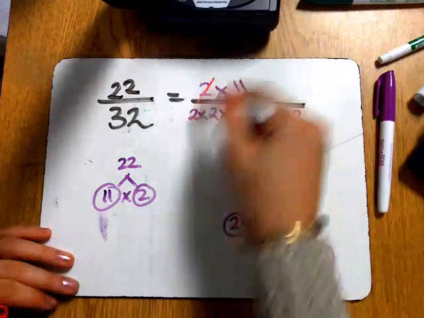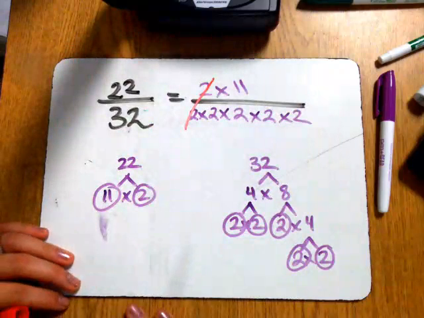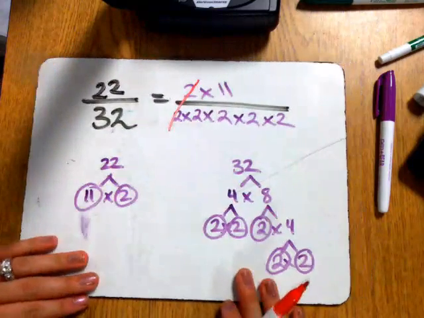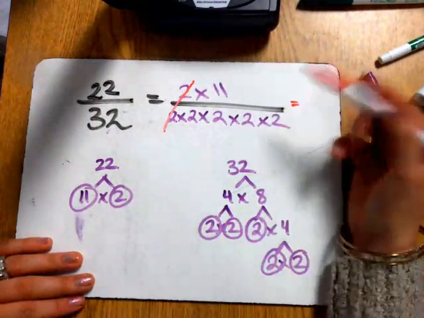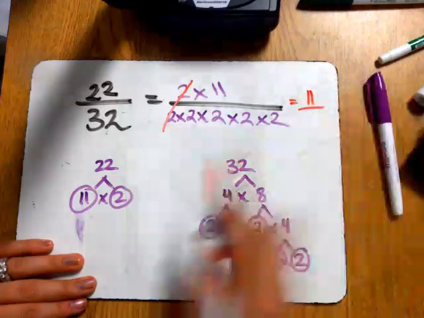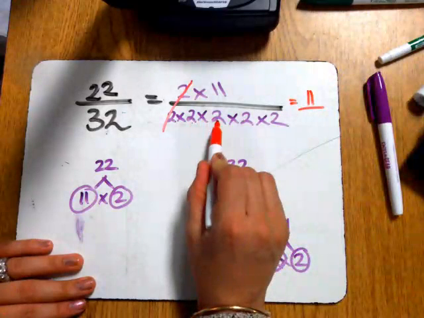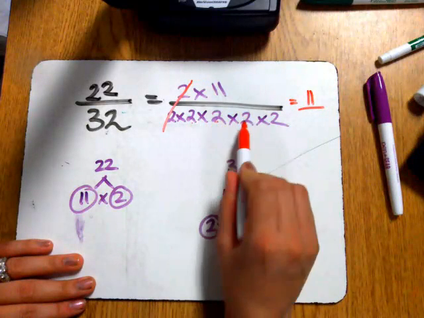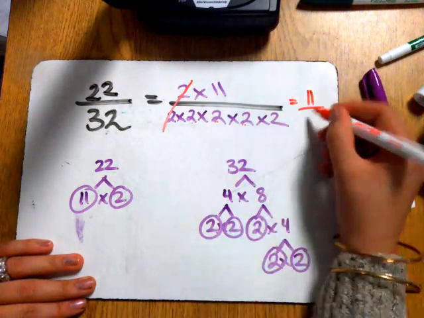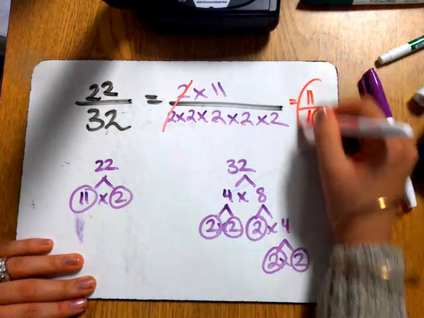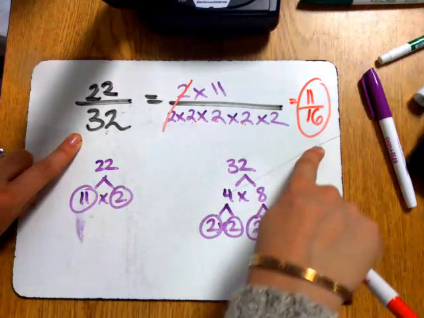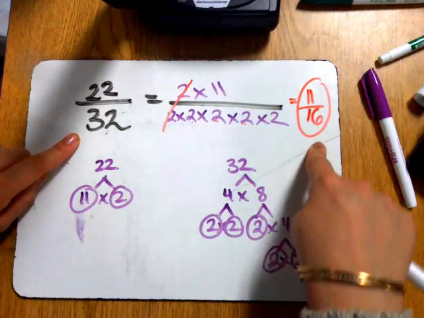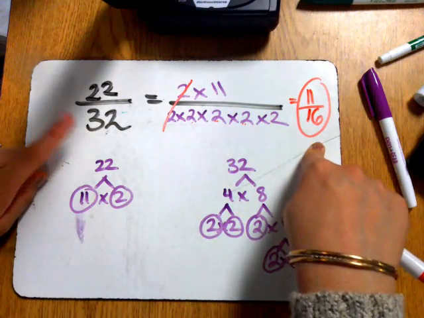And in this case, it's a lot of work, but I only have one number that's in common, so I got rid of it. And now I just multiply the leftovers. 11 times that imaginary 1 is 11. And then here, 2 times 2 is 4. 4 times 2 is 8. 8 times 2 is 16. This is 22/32, I suppose you would say it. 11/16 is in simplest form for this fraction.